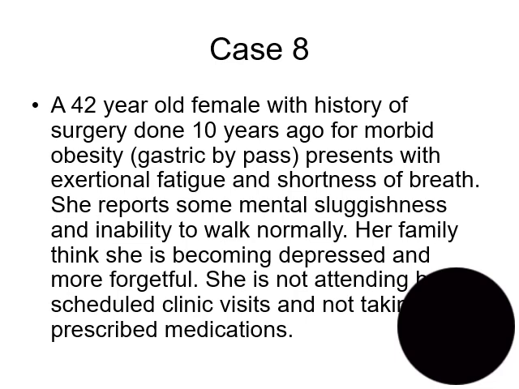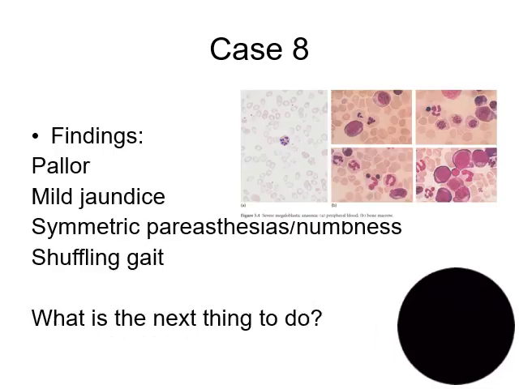The deficiency that this lady has, why do we say so? Because in addition to anemia, she has this spectrum of neurological manifestations: mental sluggishness, inability to walk, and she's depressed, becoming more forgetful. So she clearly has an element of a neurological condition in addition to her anemia symptoms. And the blood film is showing these characteristic hypersegmented neutrophils, and also it's showing what we call megaloblastic changes in the bone marrow.